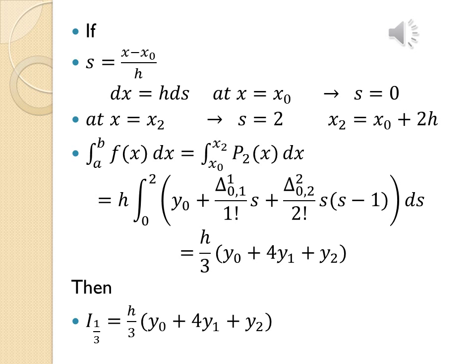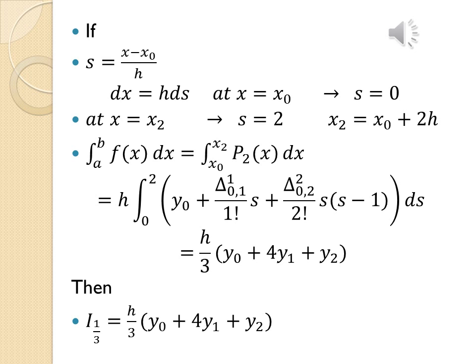We put the table. What is the table? First, y naught plus delta 1 times s, plus delta 2 times s times (s minus 1) over factorial 2, ds. What is delta 1? It is the difference between y1 and y naught. What is delta 2? It is delta 1 of 1 minus delta 1 of 0. Substitute and integrate, and we get the result.